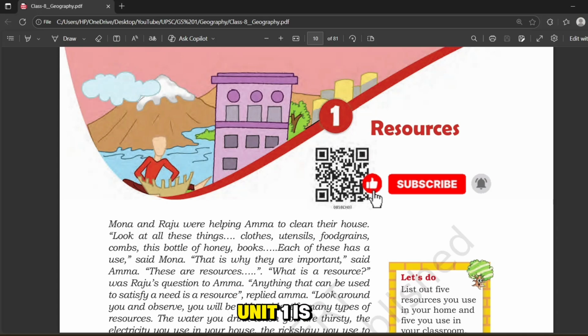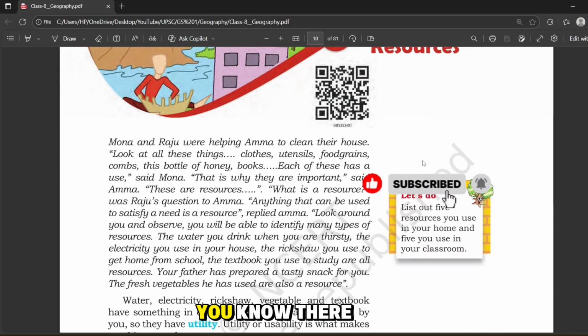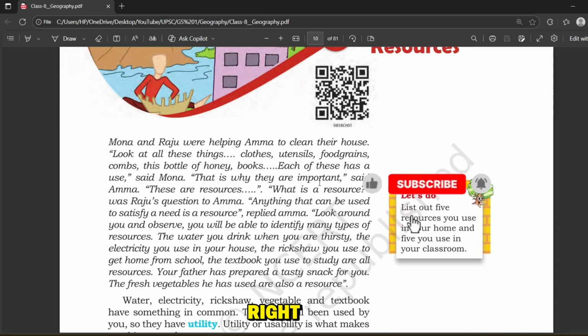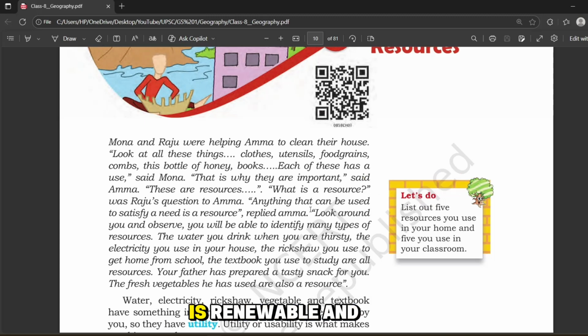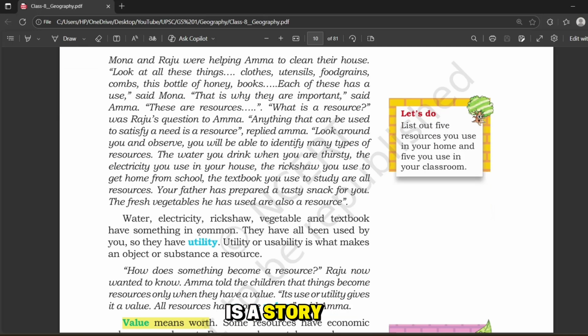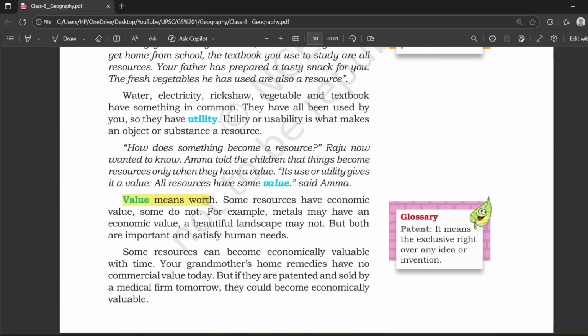In that, unit 1 is resources. There are so many types of resources, right? For example, natural resources, that is renewable and non-renewable, and so on. We will study each one by one, okay? In the first page, there is a story. We will skip that part, okay?